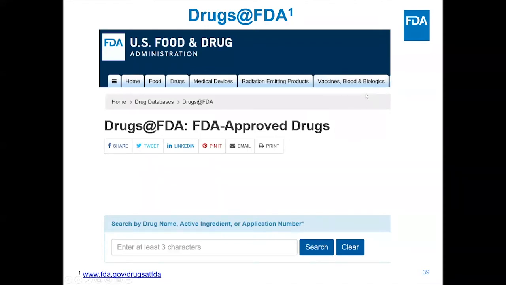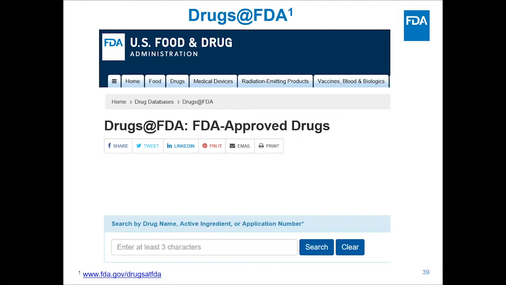This is a key labeling database, Drugs@FDA. This is where we post our last approved labeling. We also include reviews, so this is how FDA decided on approved drugs. We don't post information about applications that are not approved, for proprietary reasons.